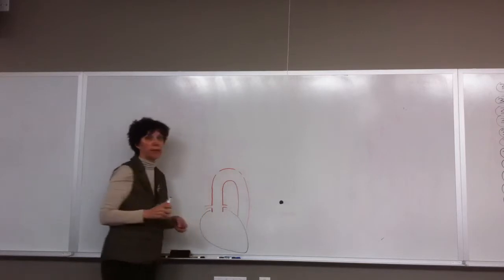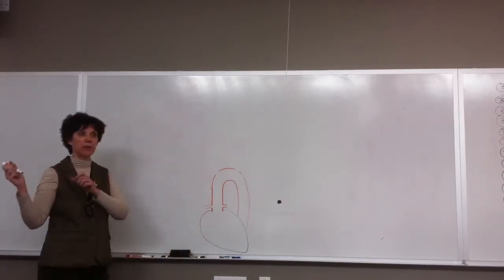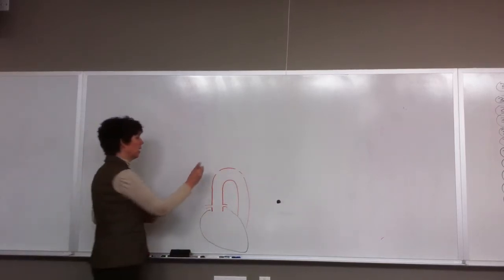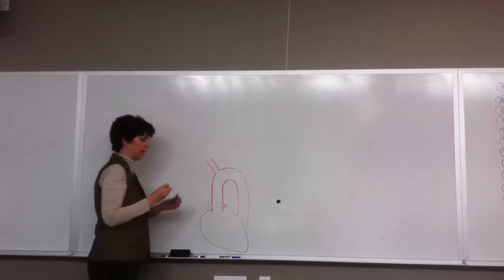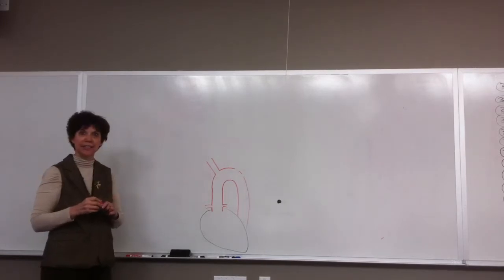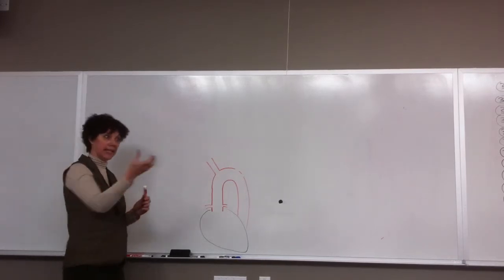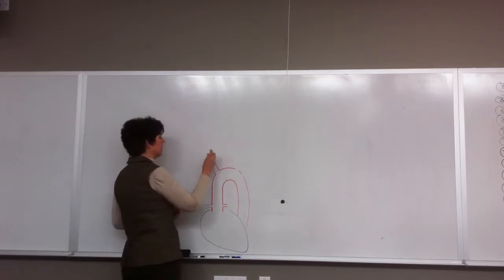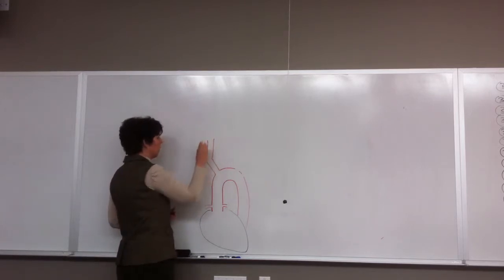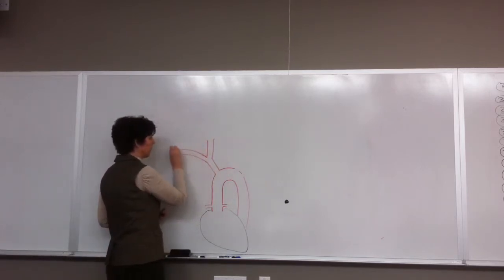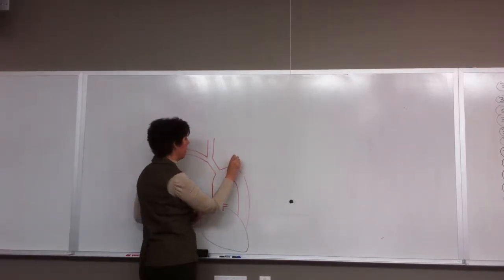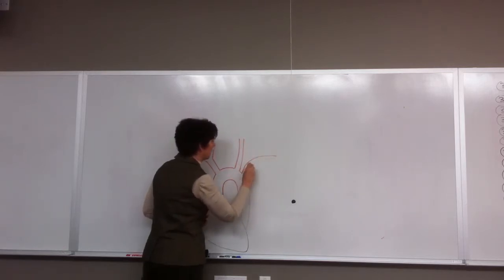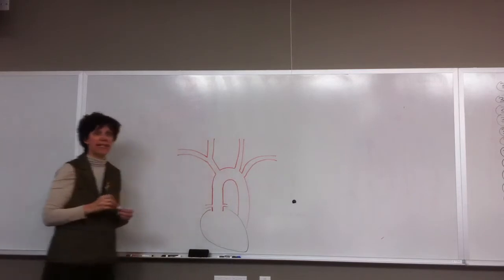The first branch, we have three. The first branch is to the right side. Brachiocephalic trunk. And that's going to give rise to two branches. Common carotid to the head, the cephalic part, and the right subclavian to the right arm. And then left common carotid comes off of the arch of the aorta directly. And left subclavian follows the pathway that we see on the right side.